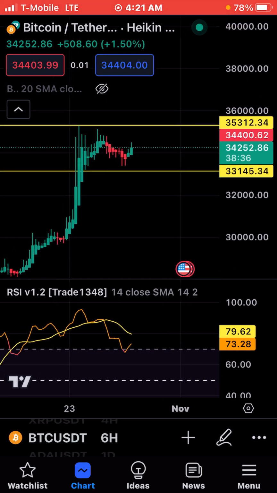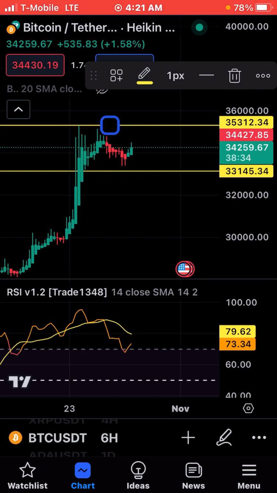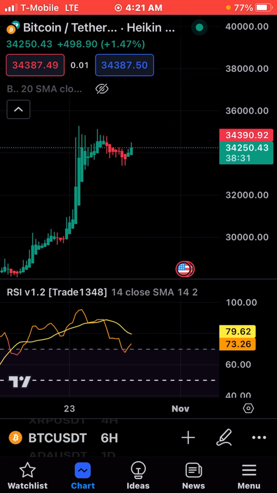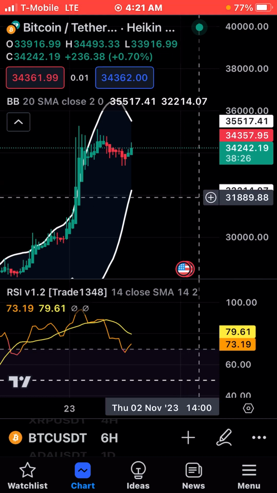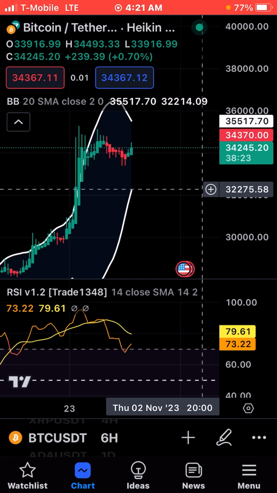Now, I drew this with the wicks. I'll show you the other way that I get a consolidation zone, and that's with Bollinger Bands. It's about the same thing. I draw my lines right at the end of where the Bollinger Bands are ending.